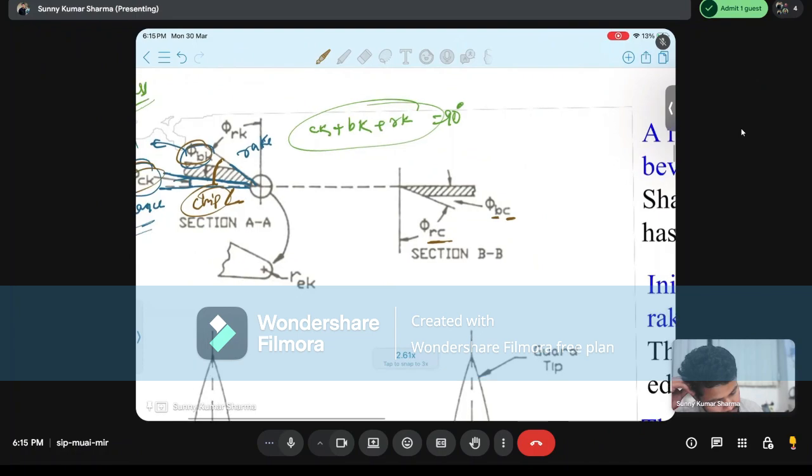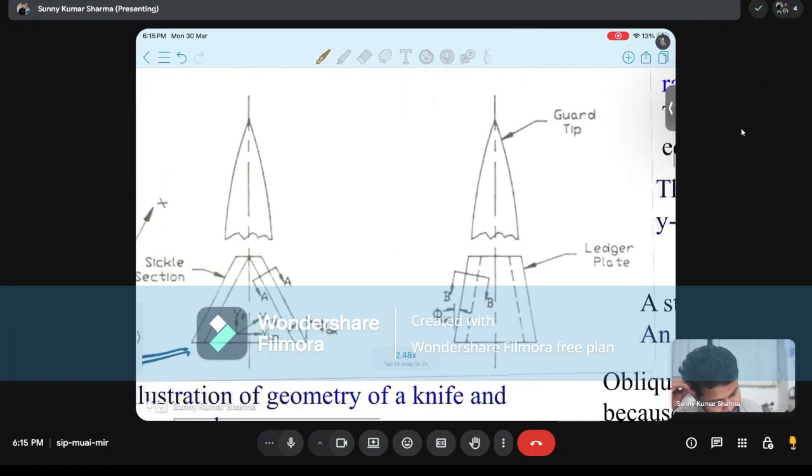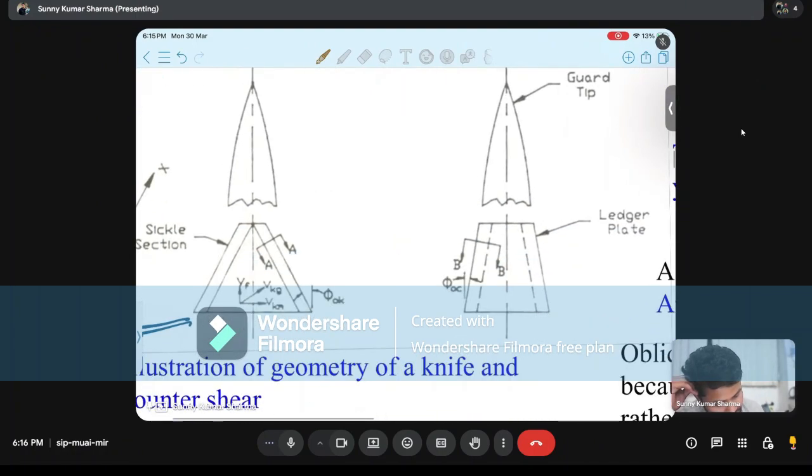Okay. So next you need to visualize this thing. So this is the knife and this is the laser plate. This knife will go along that laser plate. So there is an angle associated here also.